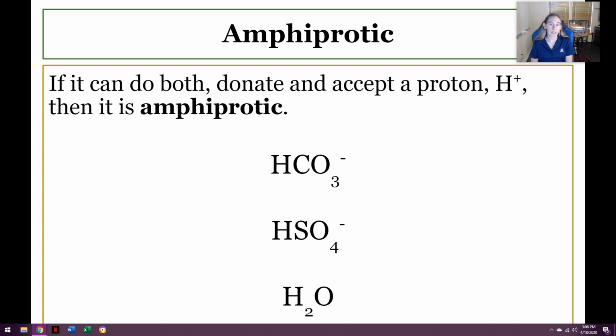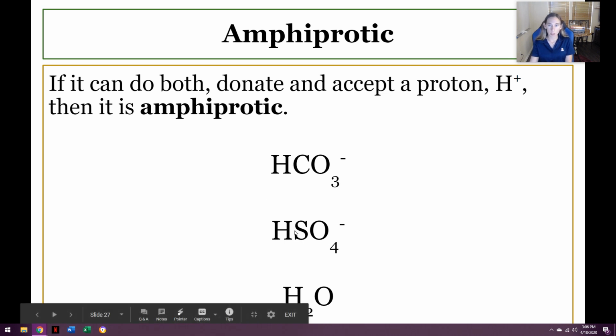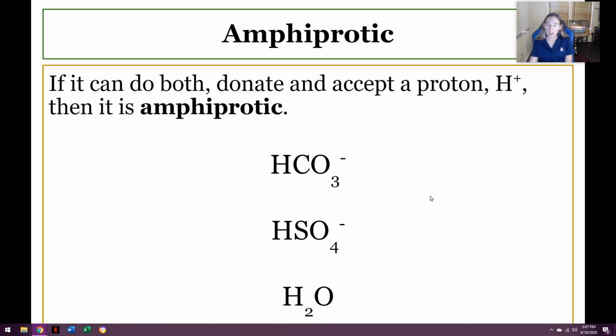Here is the last slide for this lesson. A compound is called amphiprotic if it can both donate and accept a hydrogen ion, which means it can act both as an acid or a base. These first two examples here have at least one hydrogen they could donate, yet they each also have a negative charge, so they would love to accept a hydrogen ion to neutralize their charge. All amphiprotic compounds are easy to spot in this way.